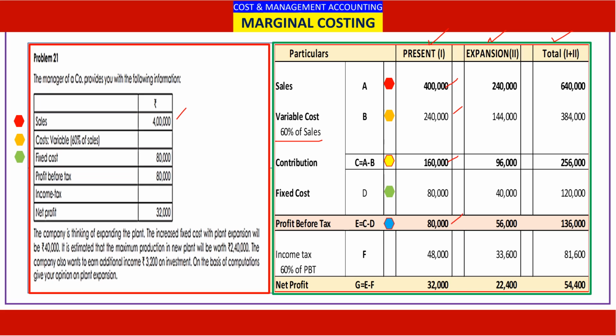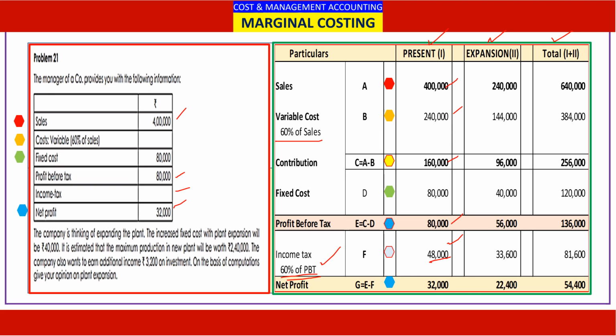They have said net profit is 32,000. If profit before tax is 80,000, net profit is 32,000 and the difference is income tax, how much is it? First make the posting of net profit 32,000. Difference between these two is income tax. If 48,000 is the tax on 80,000, tax percentage becomes 60% of PBT. This is what is required to be done here. We have done it now. Then go to the second para.